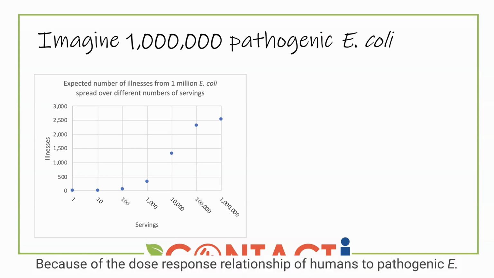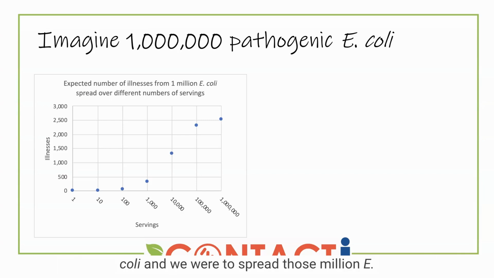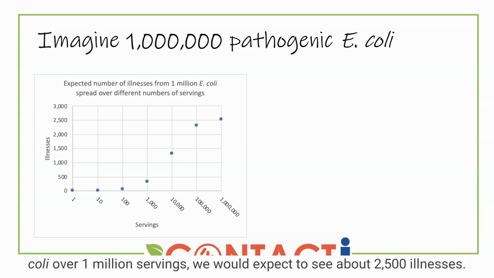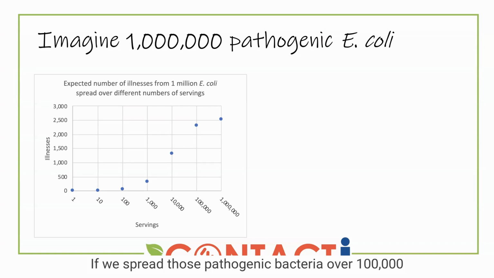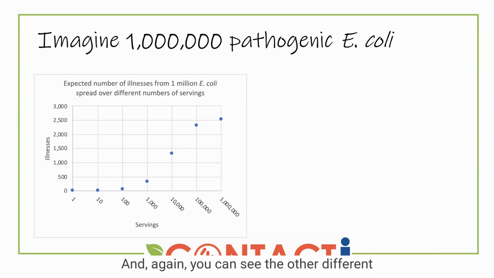Because of the dose response relationship of humans to pathogenic E. coli, we estimate that if we were to spread those million E. coli over 1 million servings, we would expect to see about 2,500 illnesses. If we spread those pathogenic bacteria over 100,000 servings, we would see almost 25,000 illnesses. And if we were to decrease the number of servings further and increase the concentration in each of those servings so that we had 10,000 servings, we would see almost 1,500 illnesses. And again, you can see the other different assumptions in the graph on the slide.